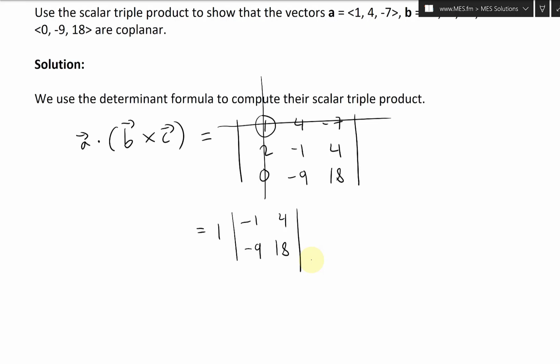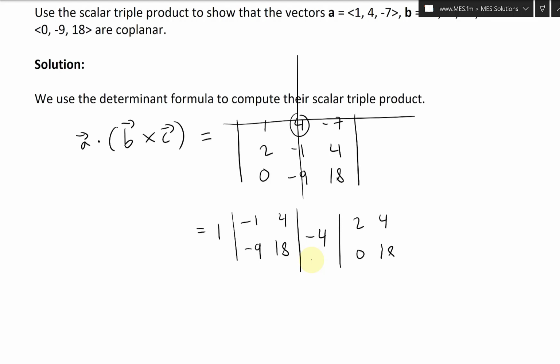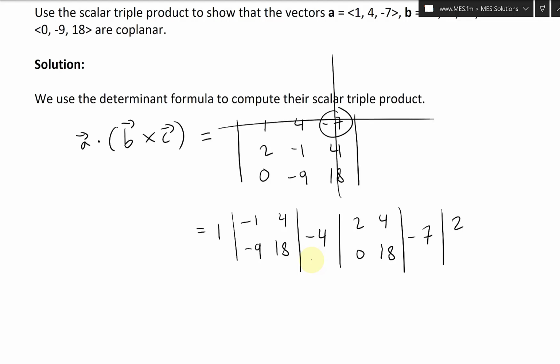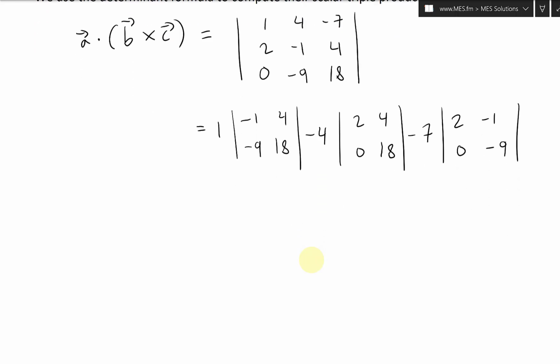The next one, this is negative 4 because it's the middle one. Cross out, and we get 2, 4, 0, 18, like this. And then the next one is negative 7. We cross out and get 2, negative 1, 0, negative 9, like this. All right, so we have this.